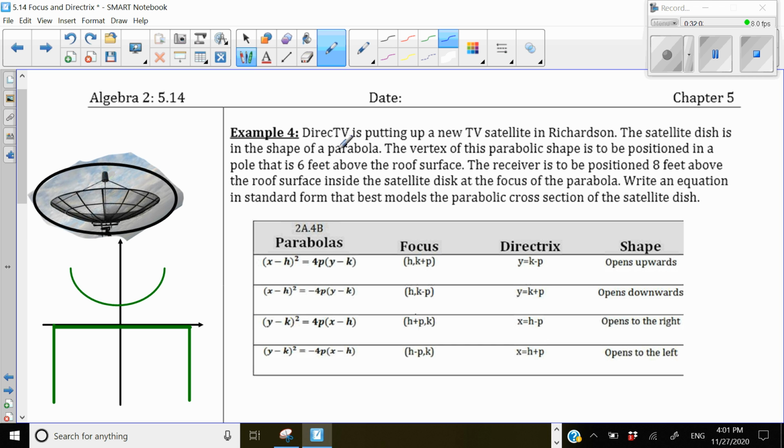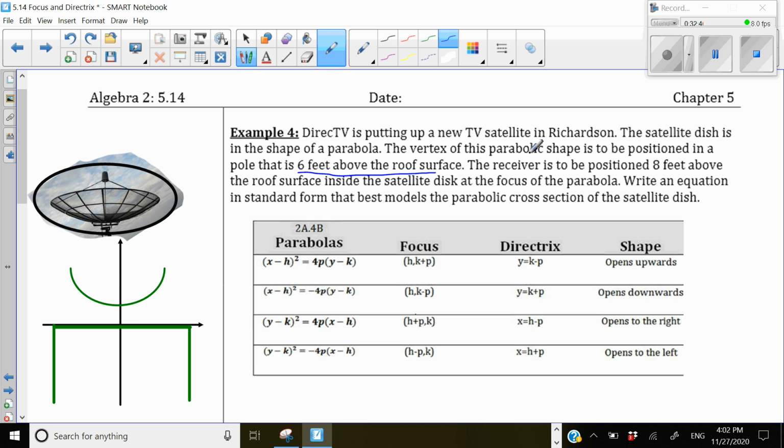Now let's see. DirecTV is putting up a new TV satellite in Richardson. The satellite dish is in the shape of a parabola. The vertex of this parabolic shape is to be positioned on a pole such that it is 6 feet above the roof surface. So let's say this is the roof surface. I draw the coordinate plane in a way that the x-axis is exactly on the roof and the y-axis is in the middle where the satellite is located. It's passing through the vertex basically.